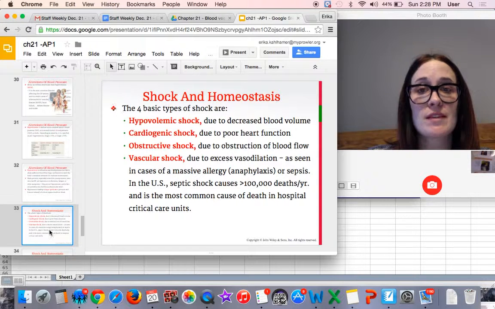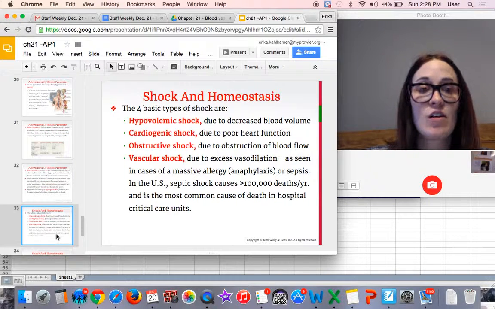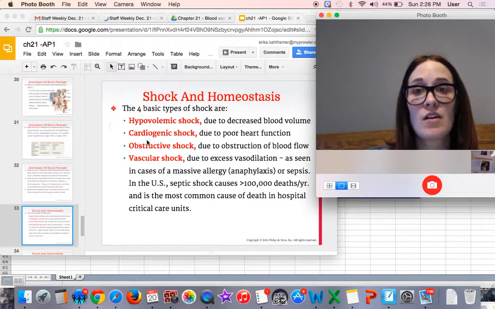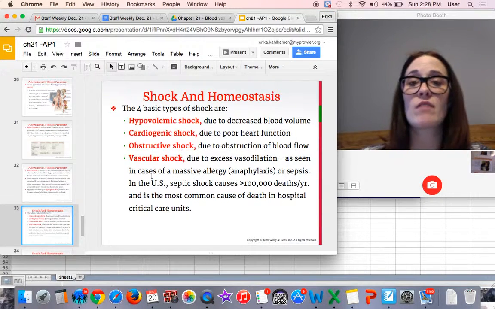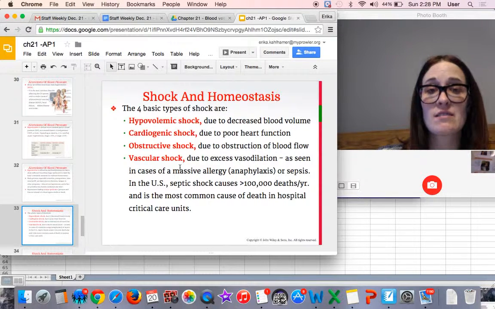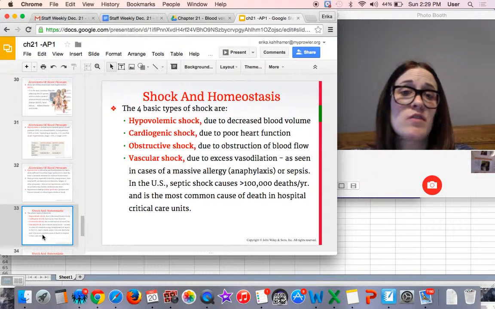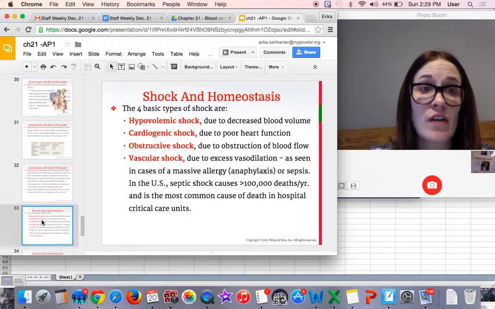There are four basic types of shock. Hypovolemic shock: essentially, the blood volume has been reduced dramatically. Cardiogenic shock, due to poor heart function. Obstructive shock, where something is blocking the pathway of blood. And vascular shock, essentially too much dilation in your veins. Anaphylaxis causes this, a massive allergy attack, or sepsis. Septic shock, blood poisoning shock, actually causes over 100,000 deaths a year and is the most common cause of death in hospital critical care units.